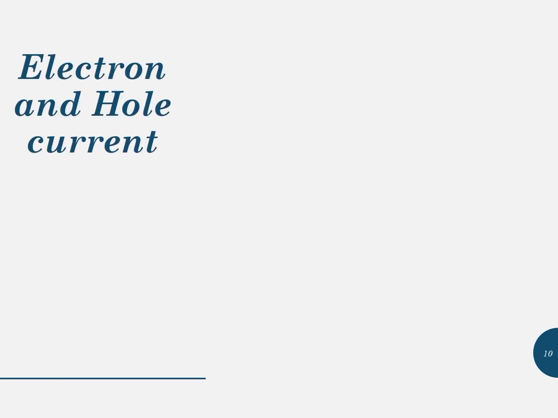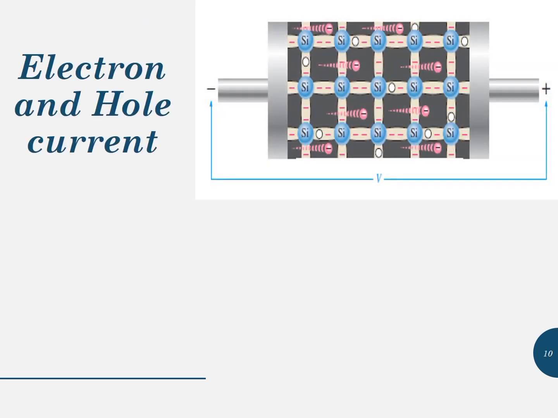Now, look at this figure. It illustrates generation of electron current in intrinsic silicon. This electron current is produced by the movement of thermally generated free electrons. As you can see, these free electrons, being negatively charged particles, are attracted towards the positive terminal of a battery.